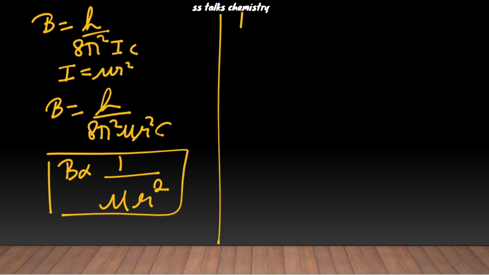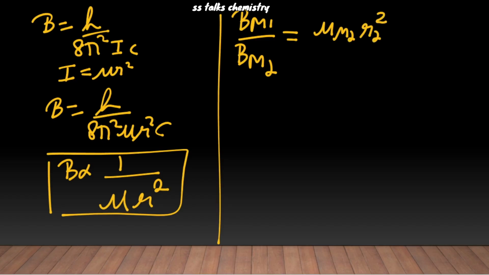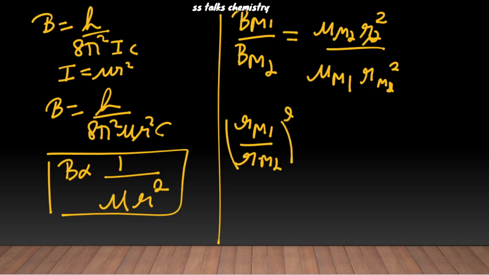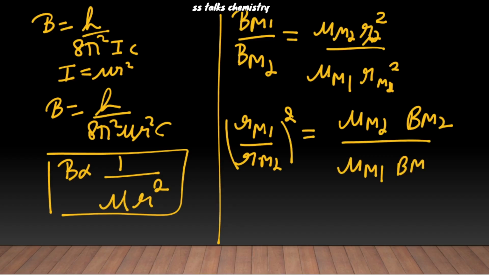Now if I consider the rotational constant for M1 to that of M2, it will be equal to the reduced mass of M2 into R2 square, upon the reduced mass of M1 into R1 square, right? The value we have to find is R1 by R2. So we can take it to the other side: R of M1 upon R of M2, the square of it, will be equal to reduced mass M2 into B of M2, upon reduced mass M1 into B of M1.